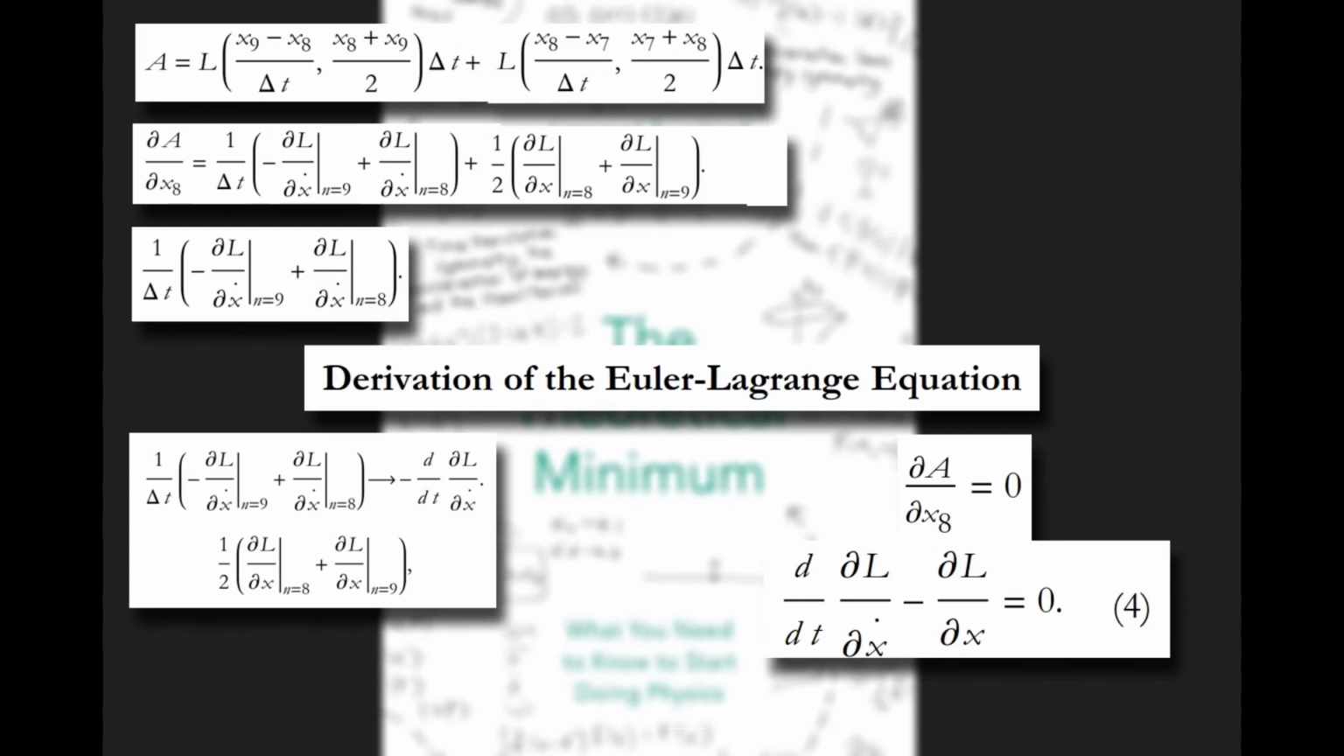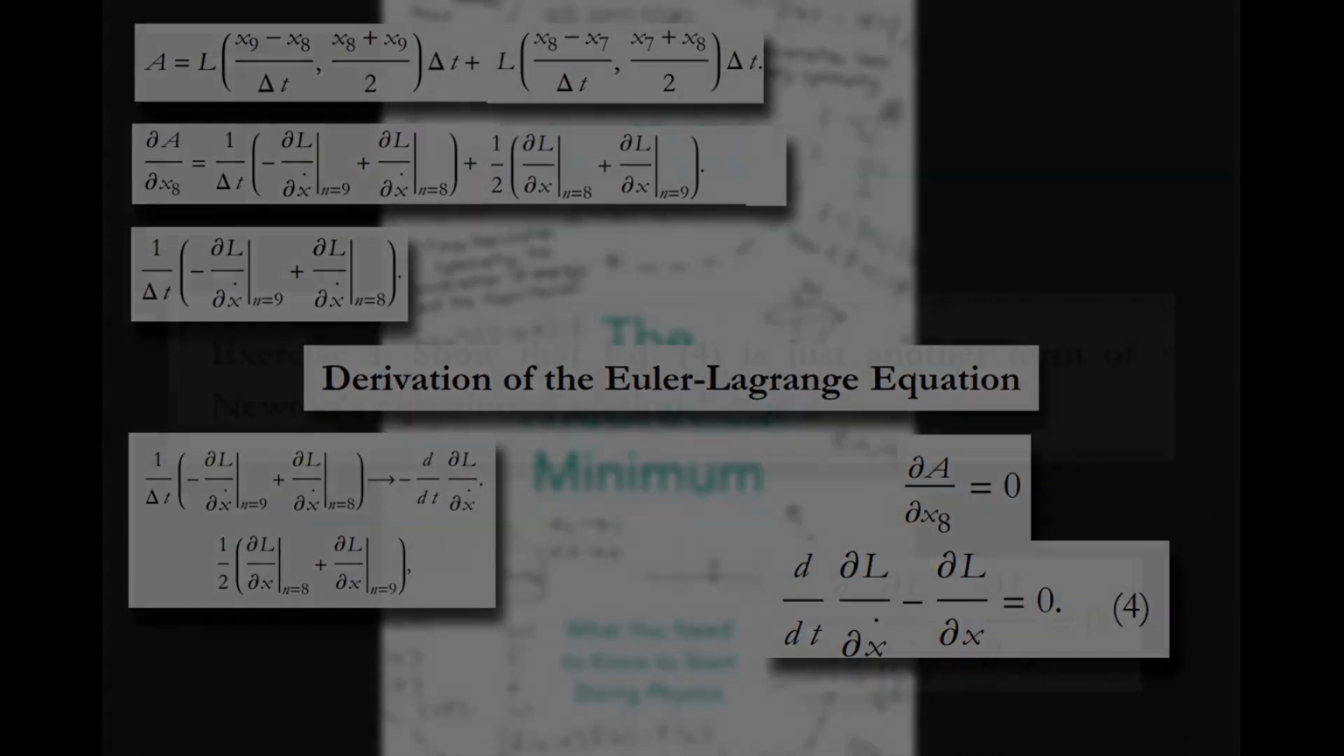The second term, half the partial derivative of L by x at n equals 8 plus the partial derivative of L by x at n equals 9, also has a simple limit. It is half the sum of dL by dx evaluated at neighboring times. As the separation between the points shrinks to 0, we just get the partial derivative of the Lagrangian with respect to x. The condition that dA by dx8 equals 0 becomes the Euler-Lagrange equation: d by dt of dL by dx dot, minus the partial derivative dL by dx, equals 0, which is equation 4.